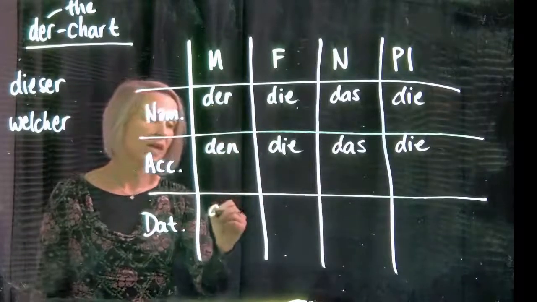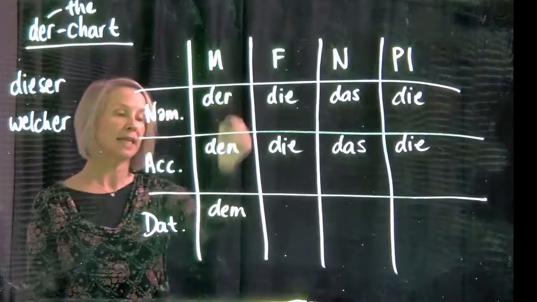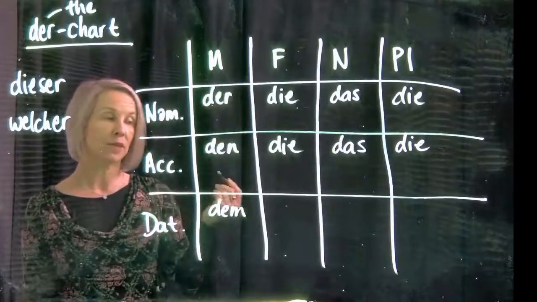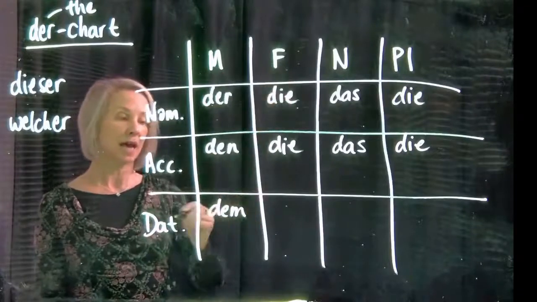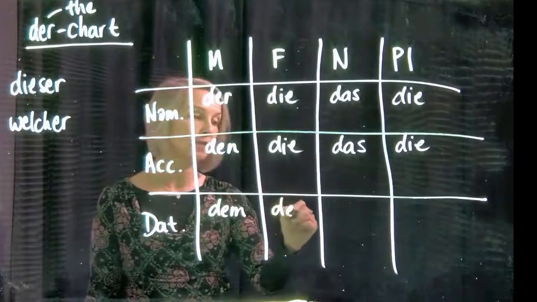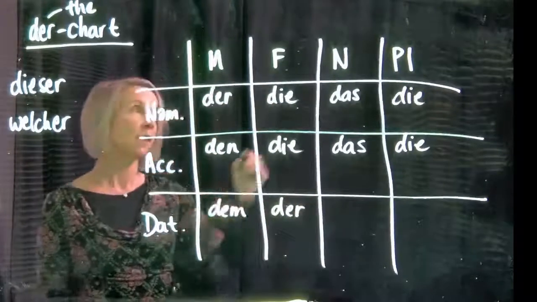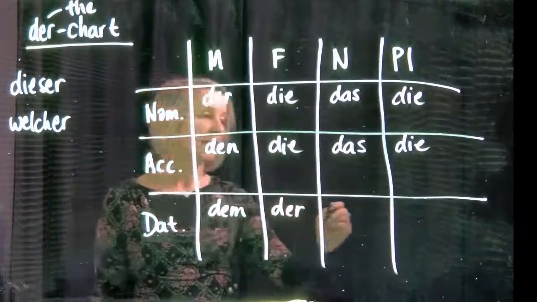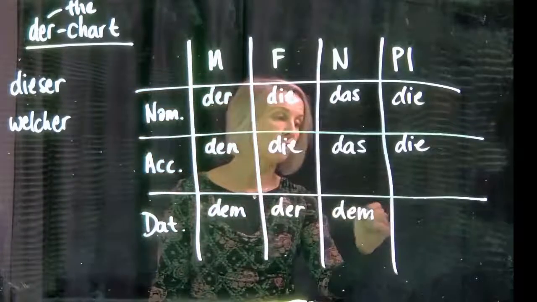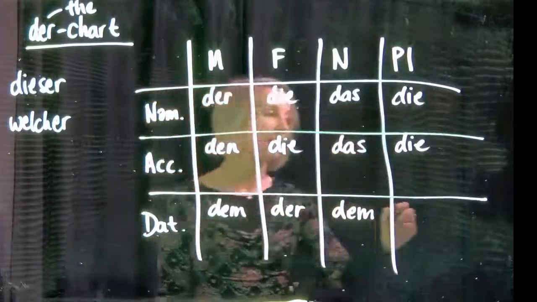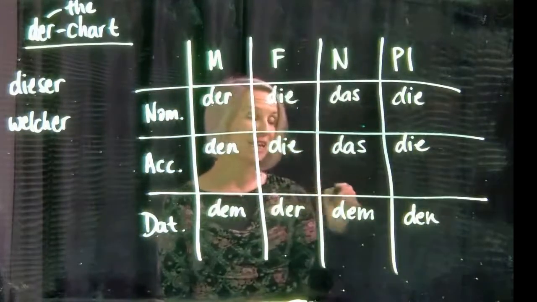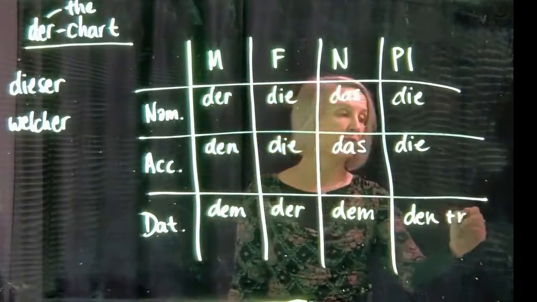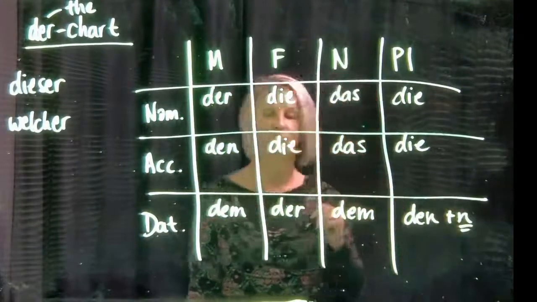So here we need to learn that a masculine noun in the dative case, the definite article will be dem. For a feminine noun in the dative case, the article will be der. A neuter noun in the dative case will have the definite article dem, and a plural noun in the dative case will have the definite article den, and then we also need to remember plus n.